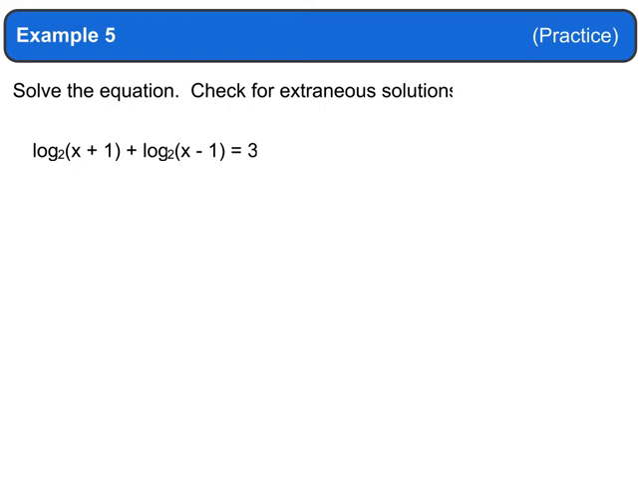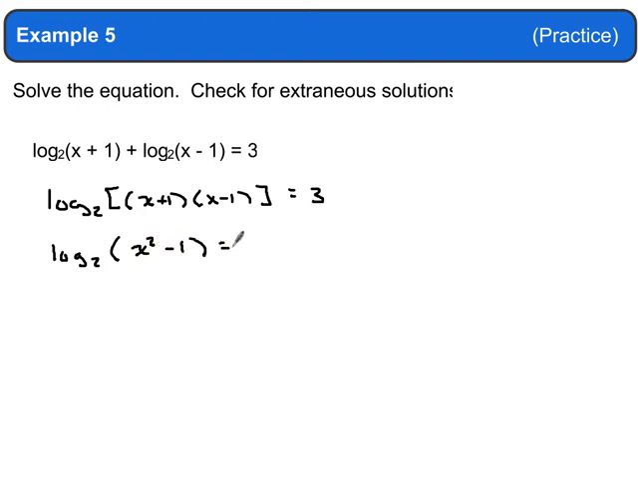Same thing with example number 5, but this time we see an addition sign. So we write log base 2, and we're going to end up multiplying these two together. Now, it turns out this is a difference of squares. So if we multiply our difference of squares together, we're going to end up with x squared minus 1 equals 3. We're going to scoop this over. So 2 to the third power is 8. We set that equal to this. So it's equal to x squared minus 1.